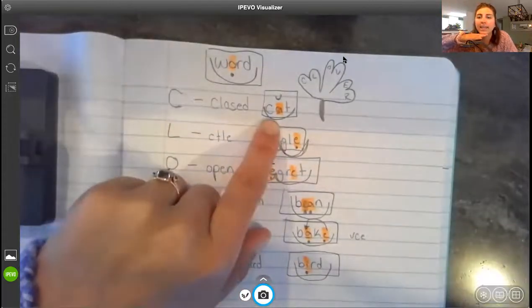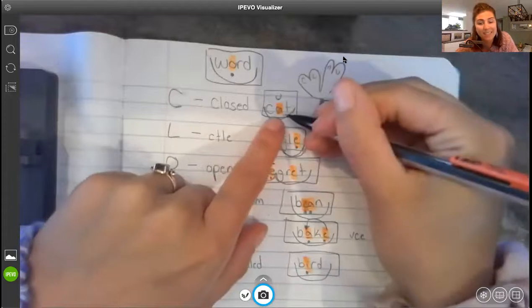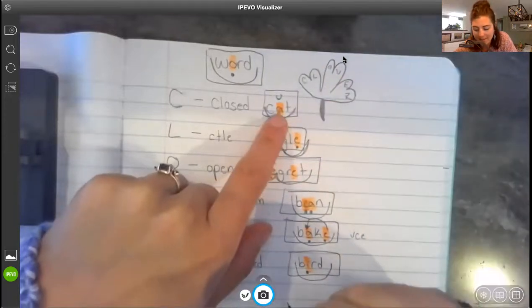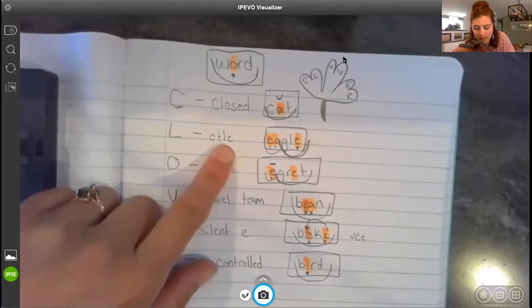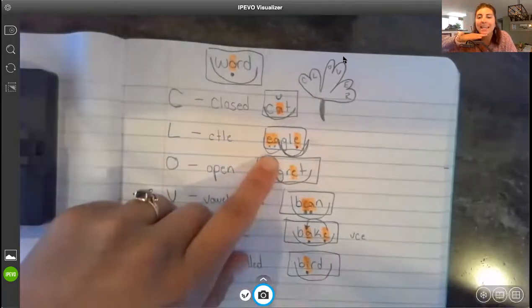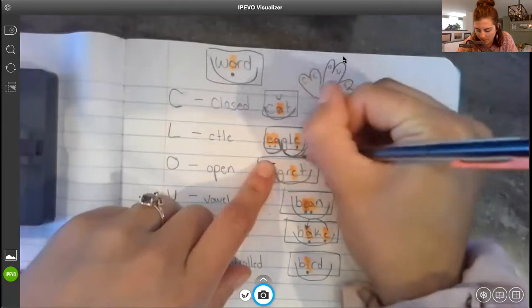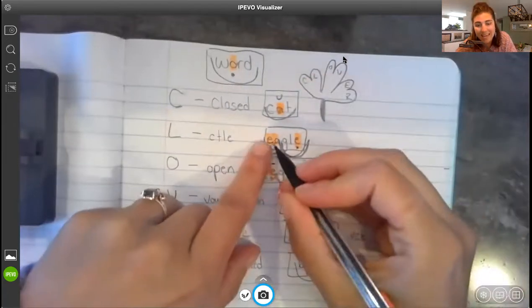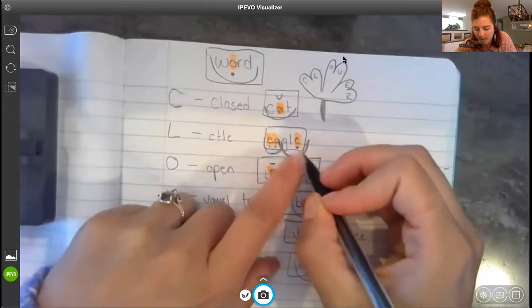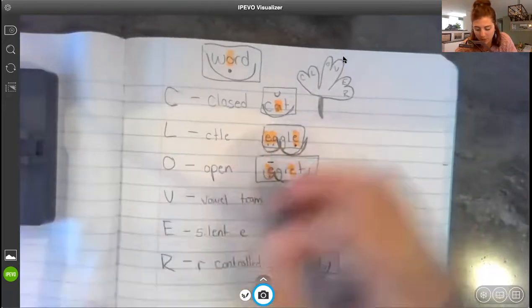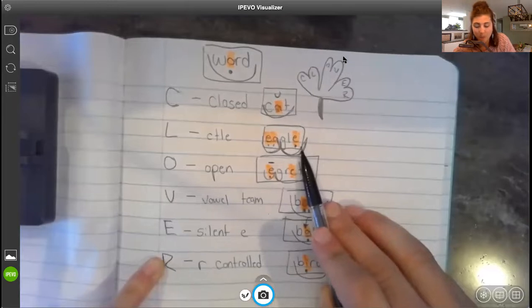Put your hand on your chin, say cat. Do you see how that one syllable contains at least one vowel? And that vowel is short, so it is closed. L is consonant plus LE. Put your hand on your chin, say eagle. Two syllables. Do you see the scoops? One, two. The first scoop is EA, which you would think is a vowel team, right? The second scoop would be a consonant plus LE.